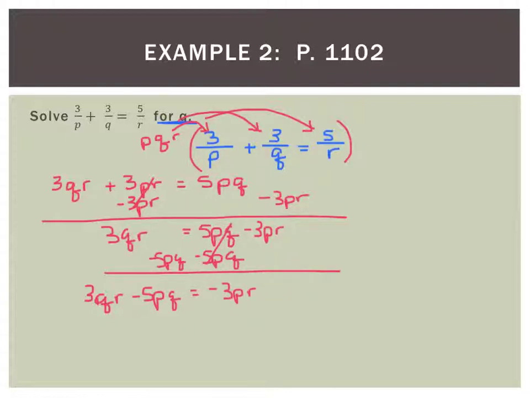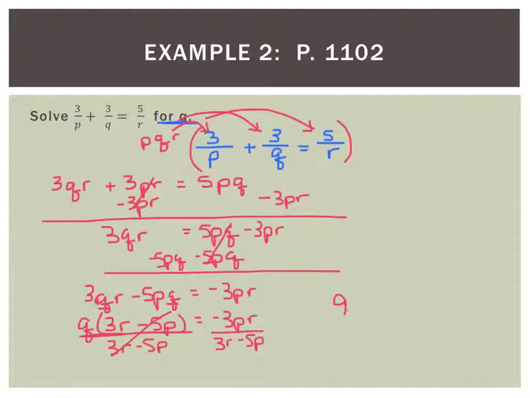Again, I'm solving for Q, so I got all my Q's together on the left side, and I can factor out a Q because they both have that in common. If I factor out a Q, I'm left with 3R minus 5P. Since that's Q times 3R minus 5P, I can divide by 3R minus 5P, which cancels, and that leaves me with Q equals negative 3PR over 3R minus 5P.